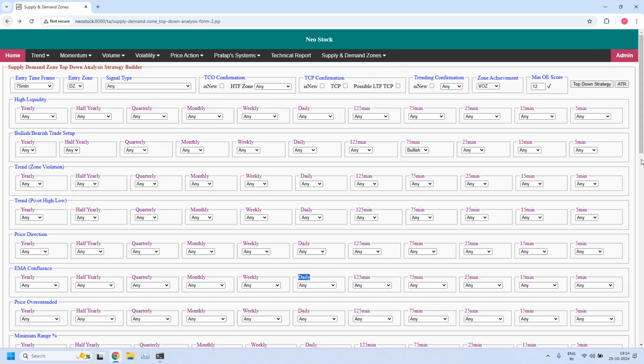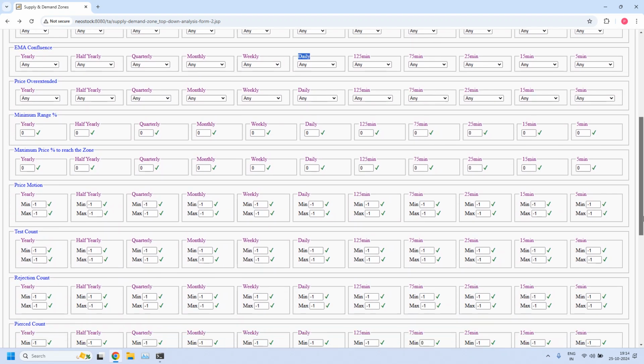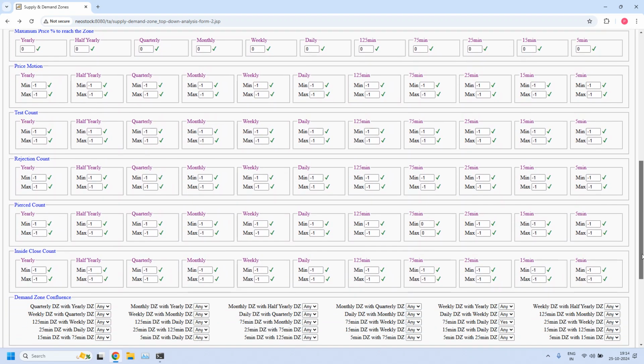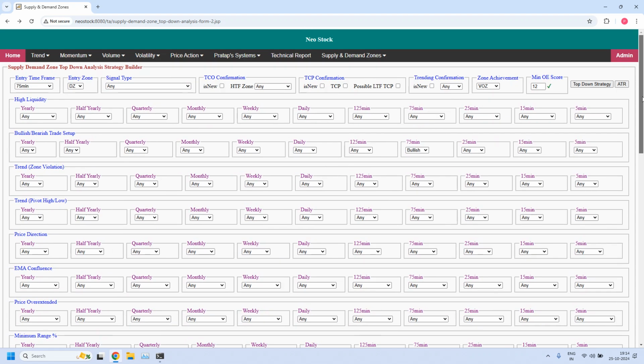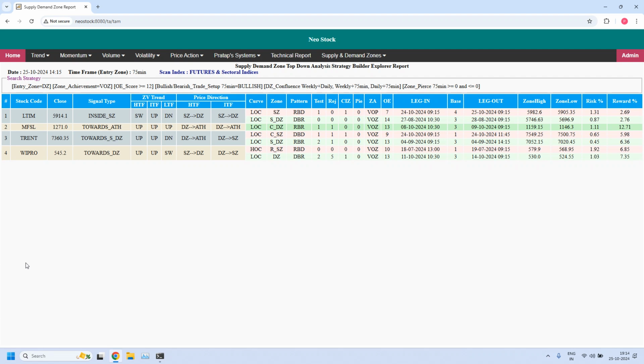Earlier we got 4 stocks. In these 4, how many are having a HTF confluence? Let's verify. Already we set one filter, 75 minute demand zone with daily demand zone. Next, 75 minute demand zone with weekly demand zone confluence. Then daily demand zone with weekly demand zone confluence. Filters enabled. With all the 3 filters, we got 4 stocks.